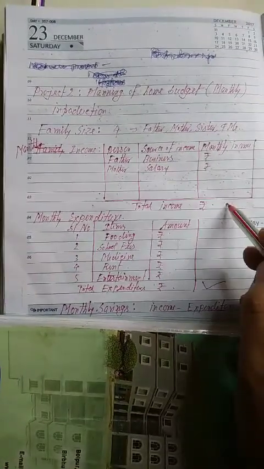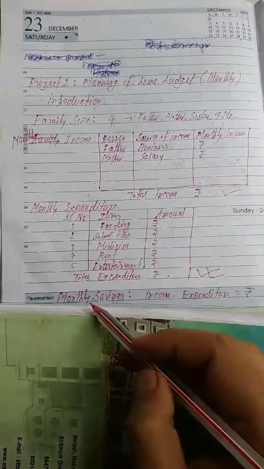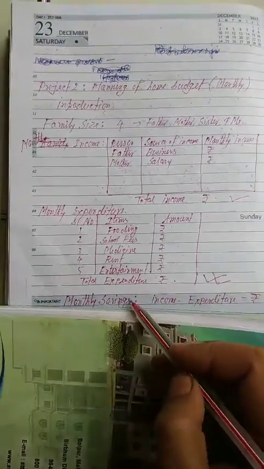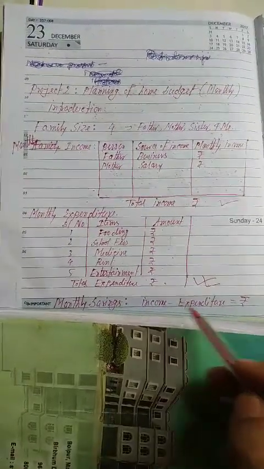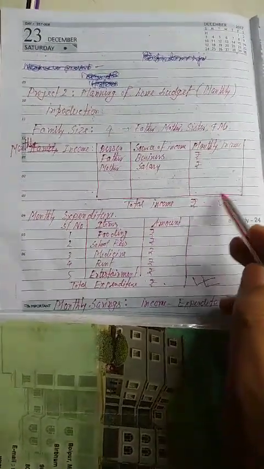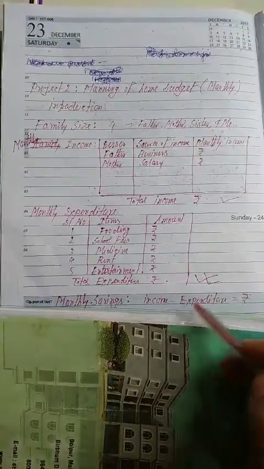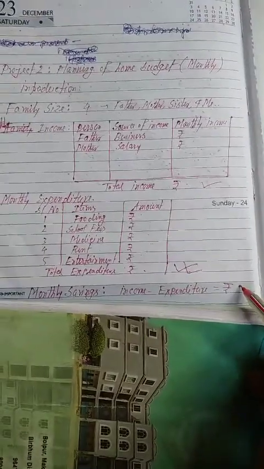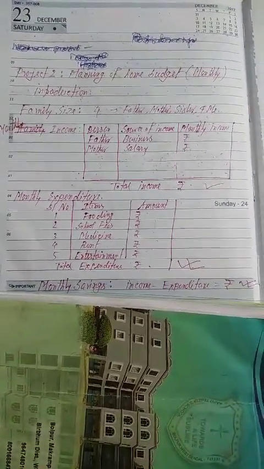So here you have the total income and here you have the total expenditure. Then you make a different column, that is the monthly savings of your family. So we know that savings equals income minus expenditure. So you write this result minus this result, subtract it, and write the answer, that is the monthly savings. So that is your second project completed now.